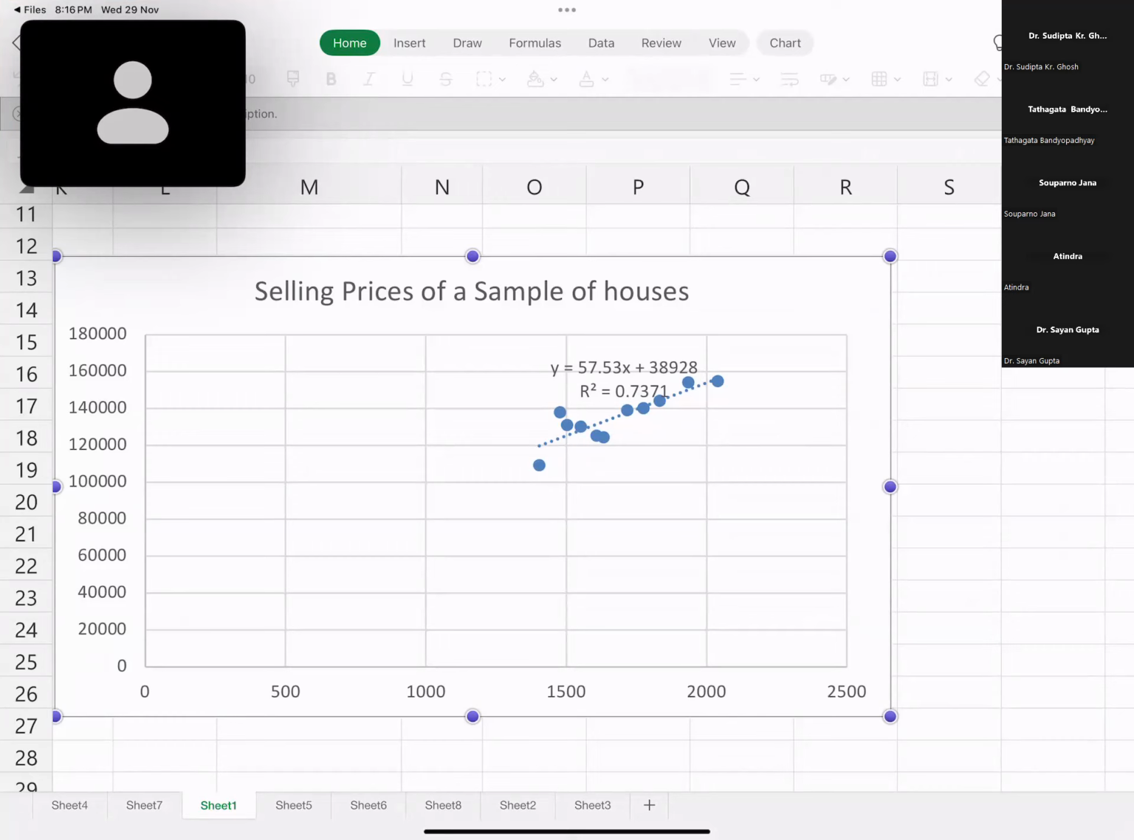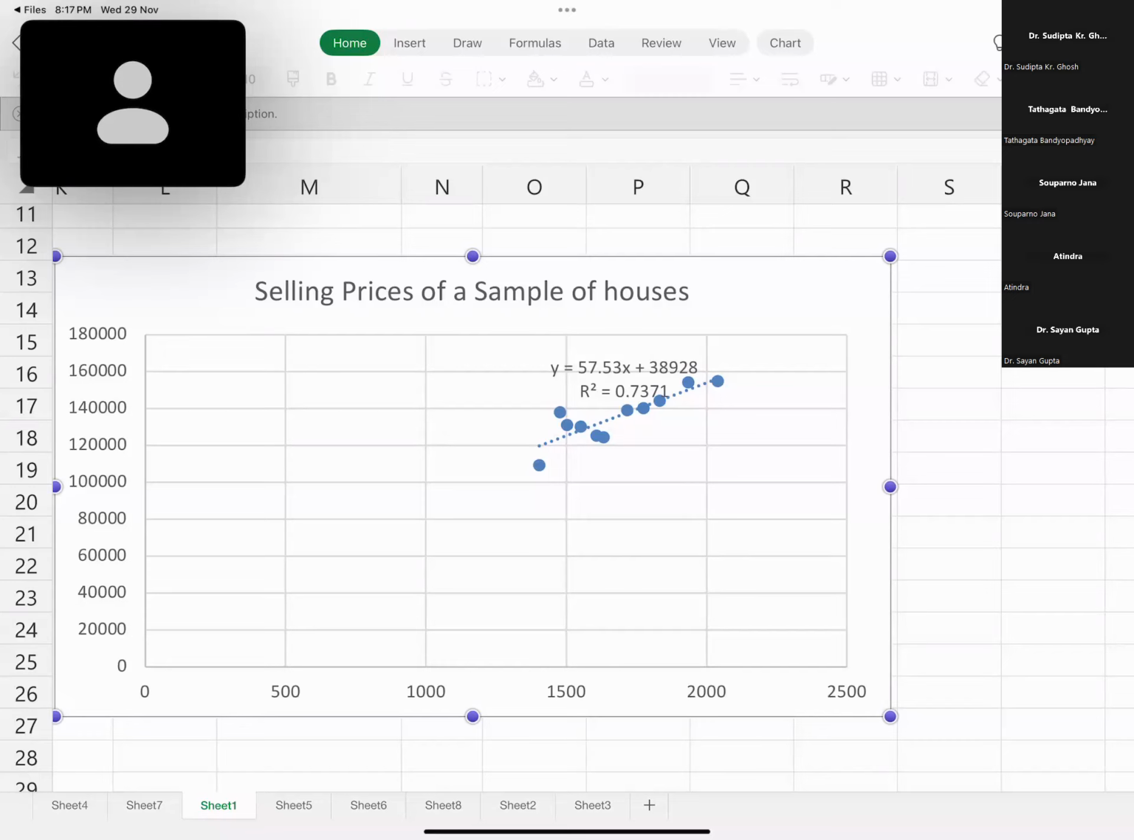What is the interpretation of A? What is the meaning of A? A is the intercept. And what is intercept? Intercept is the value of y when x is equal to 0. So from this regression line, you can see that the selling price of an apartment whose size is 0 is $38,928. Yes, Jaideep. So when the size of an apartment is 0, the predicted selling price would be $38,928.